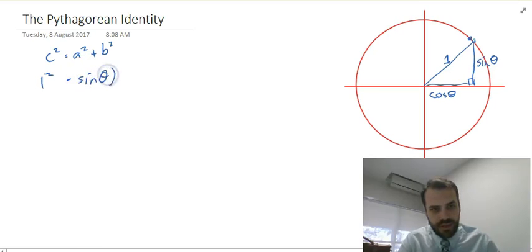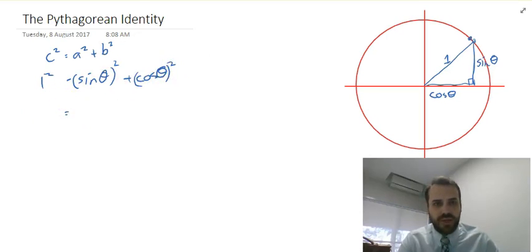Sine theta squared plus cosine theta squared. Careful. It's cosine theta squared. I'll just write one more line here, and this will finish off our trig identity. 1 squared is simply just 1.